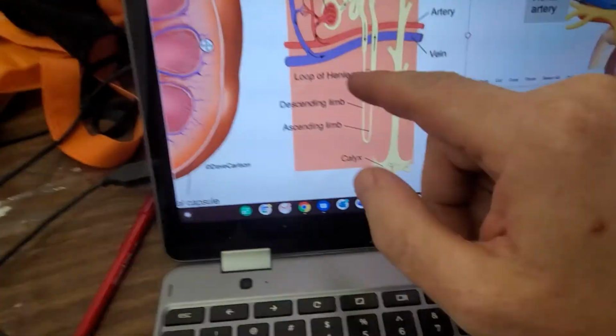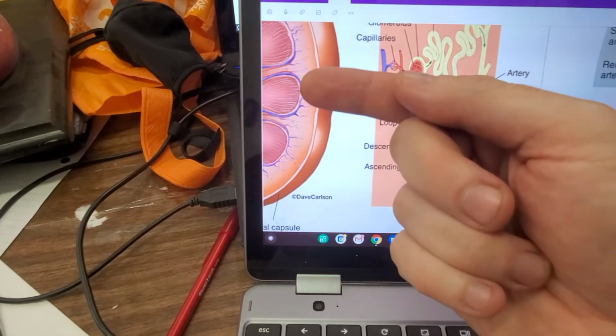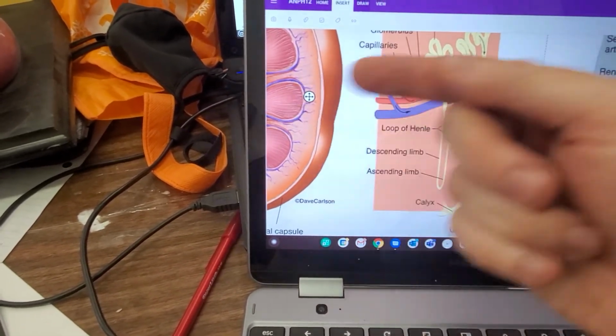You're pulling salt out and you're putting salt in. You're doing all kinds of stuff like that. You're balancing salt here. So this is all salty. If you opened up some guy's kidney and put your finger on here, it would taste really salty.